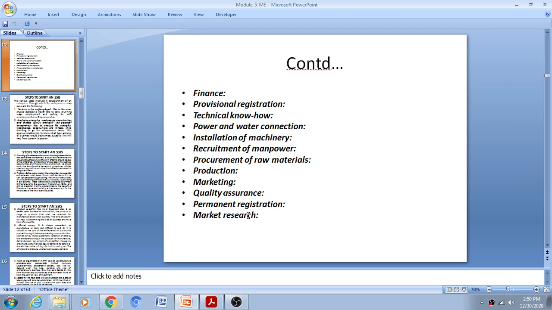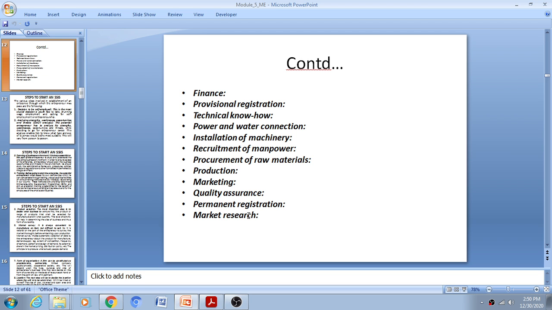Next one is recruitment of manpower. As we have already discussed, small industries don't require highly skilled laborers or even skilled laborers. They require unskilled or semi-skilled labor. So how you are going to bring manpower into the industry has to be dealt with again.